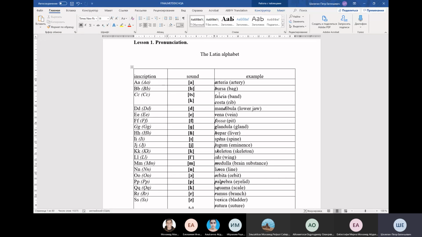And the pronunciation of k. Here we come with the rib, the costa. Costa. Correct.